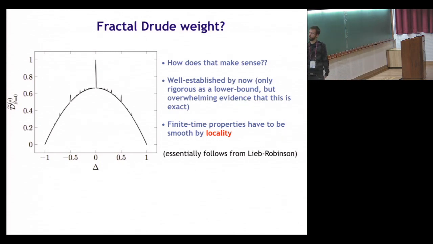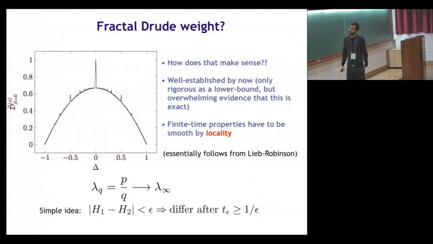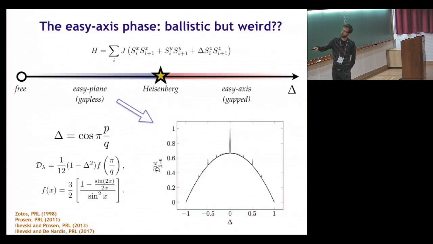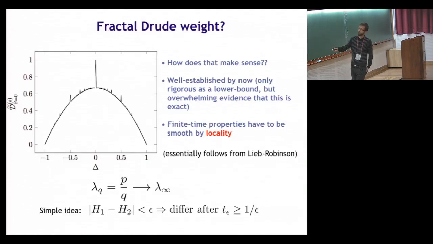You're always going to see corrections to this. So my basic argument here is that I'm going to write the anisotropy as cosine pi lambda, okay? And I'm going to take a series of rational approximants to some irrational value. I want to sit on some of those peaks by taking a rational approximant and approach a completely irrational value.